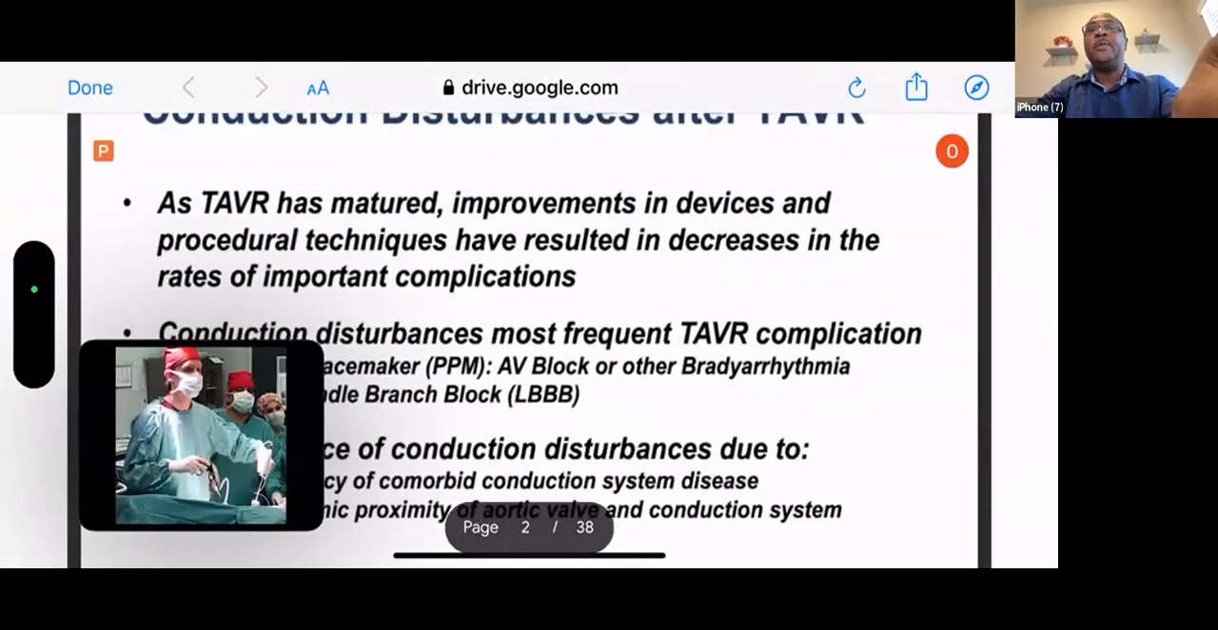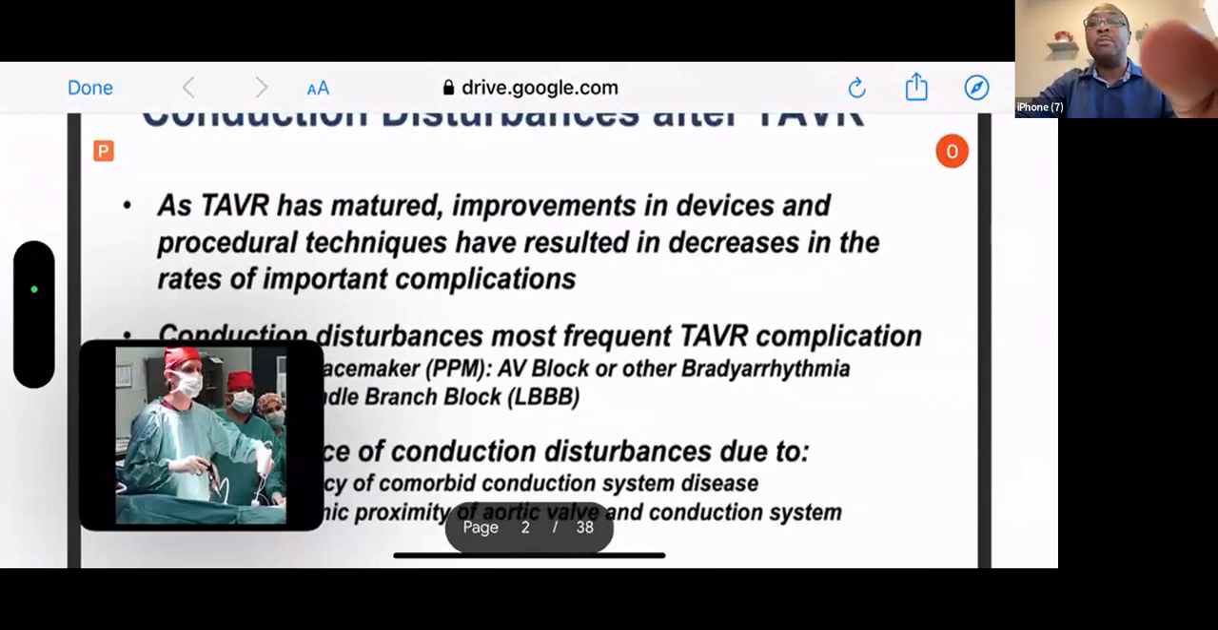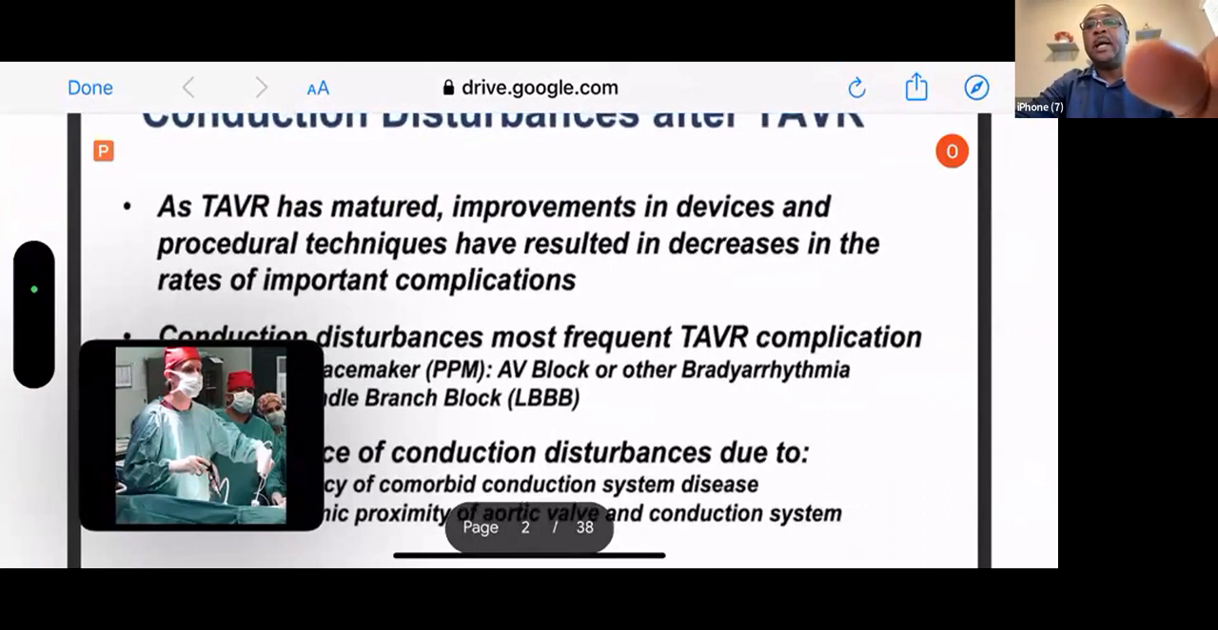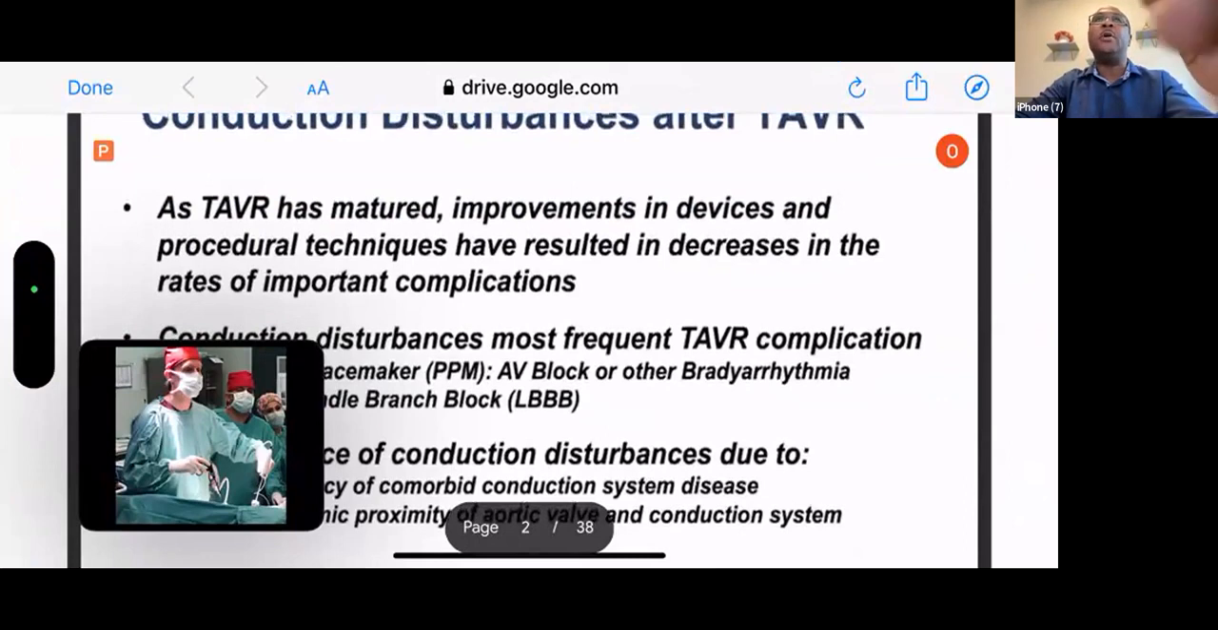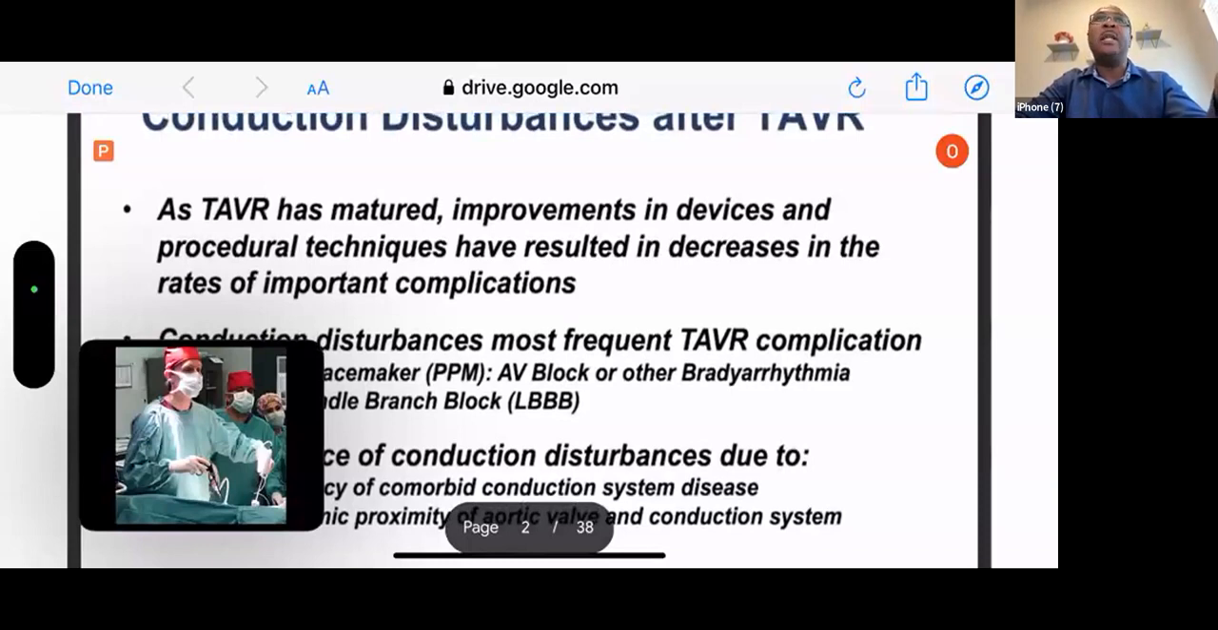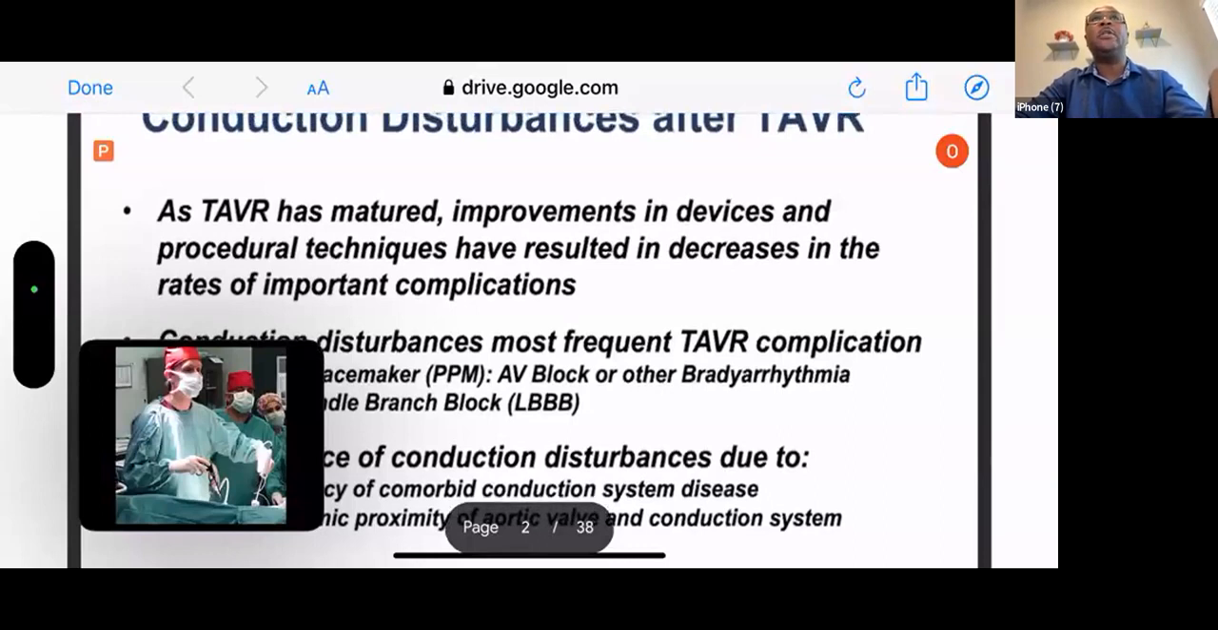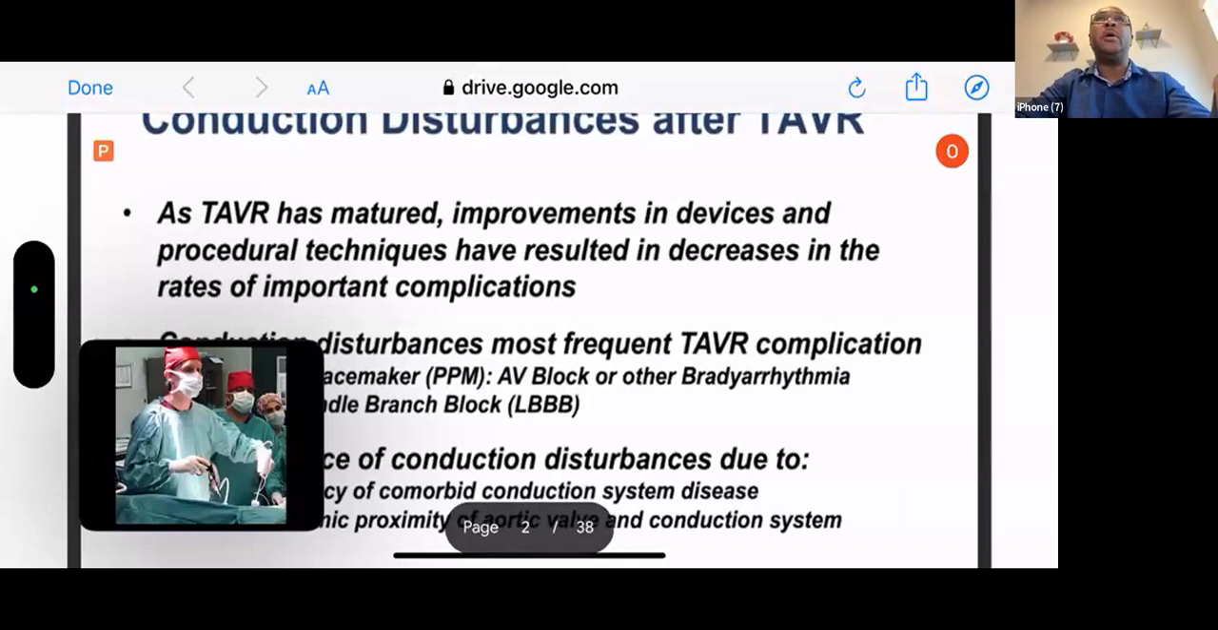Like I said, the TAVR procedure, the device that we use, the mechanism of deployment and everything has actually improved over the years. We found that the majority of the complications after TAVR have markedly reduced, like vascular complication and paravalvular leak. They have all basically improved. But unfortunately, the conduction disturbances that we have during TAVR have not improved that much, owing, one, to the proximity of the conduction system to the aortic valve where we deploy the TAVR valves.